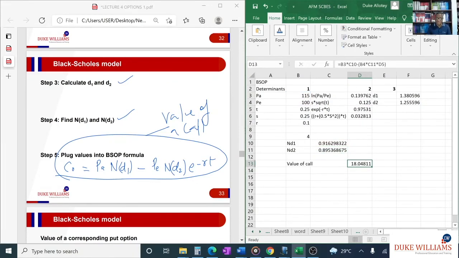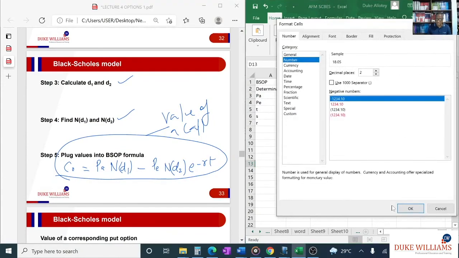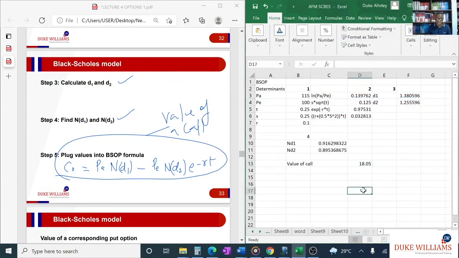Now, if I want to restrict this to a certain number of decimal places, let's say 2 decimal places. Yes, I can have that to be this. So it means that the value of a call option on this is 18.0 cents.